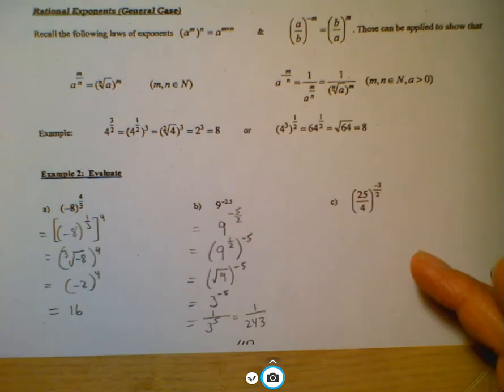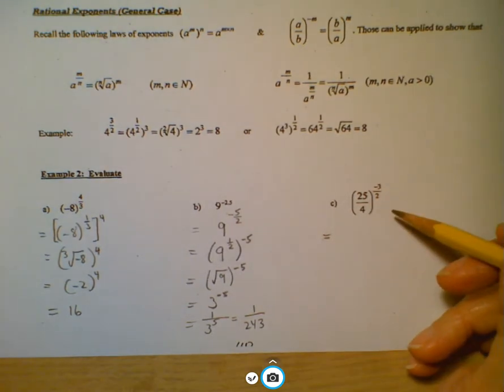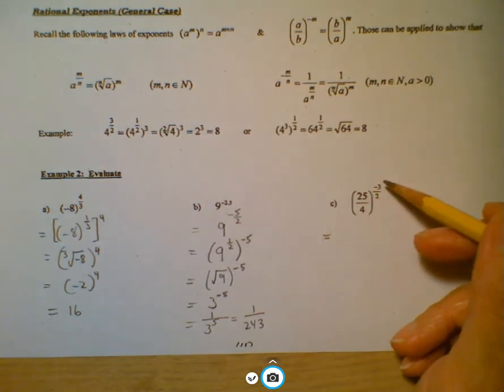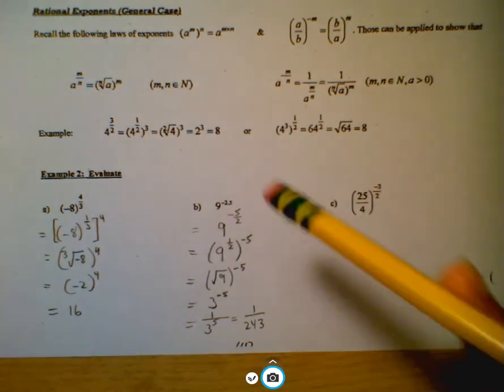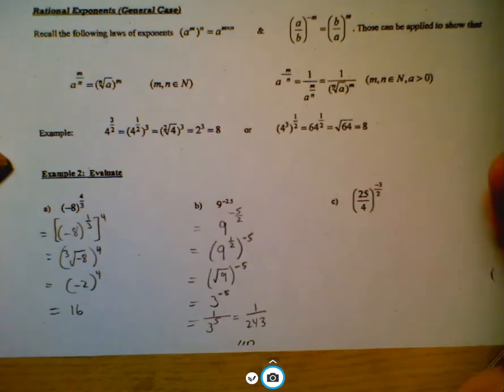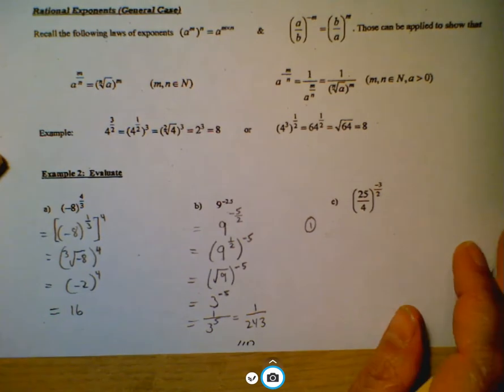All right, ready for the last one? Okay, I have a few things happening in the last one. I've got a fraction in here, I've got a fraction here, and it's also negative. I could work in whatever order I want. So I'm actually going to do this question in 2 different ways. Okay, so here's one way you could do it.